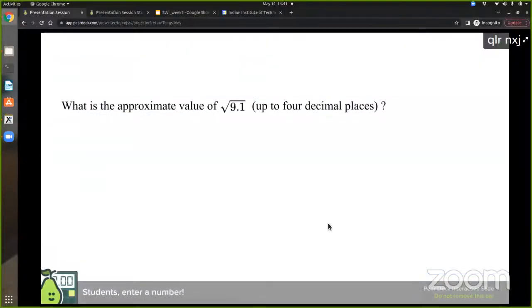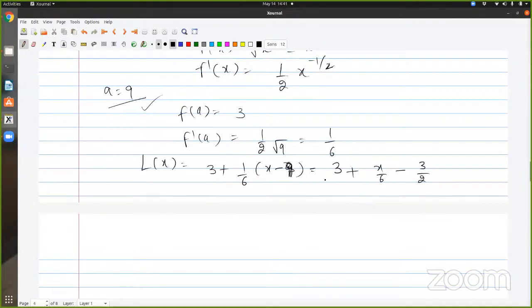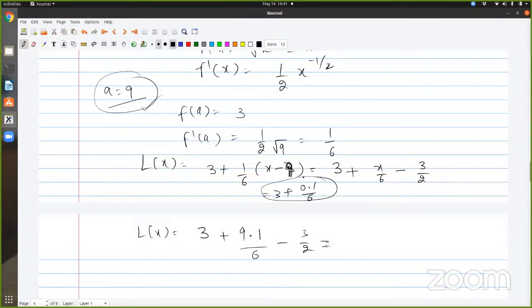Now we are asking square root of 9.1. So this equation you can make use of. It's a linear equation. You can make use of this equation to find the function value as long as you are near 9. 9.1 is near 9, so this equation should be able to do a good job for us. I think if you put it here, that will be better: 3 plus (9.1 minus 9), that is 0.1, divided by 6. Whatever you get out of this should be the correct value.